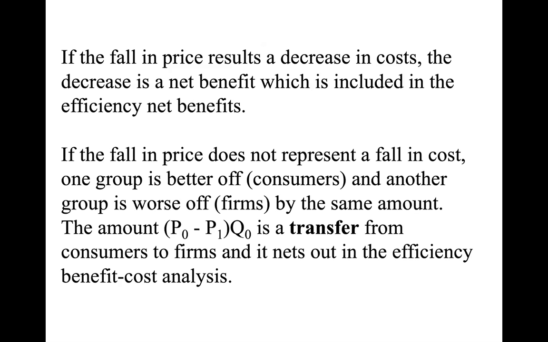And we call this a transfer from consumers to firms. And we have a term that we use called consumer surplus and producer surplus. And so you may have a situation where if a price falls, consumers are better off, but producers are not better off because they're losing. So you're transferring it from the consumers to the firms. In the referent group, this matters. If the firms and the consumers are in the referent group, this will matter.